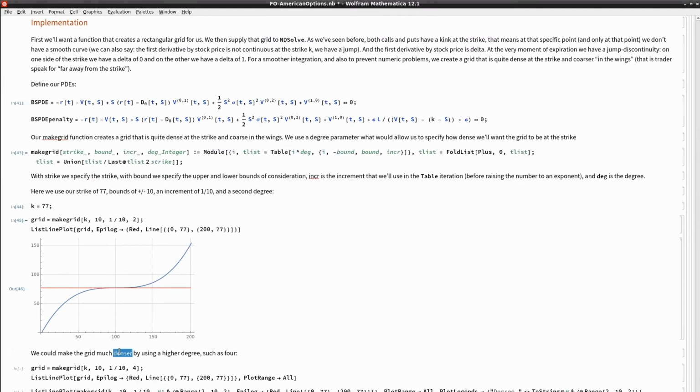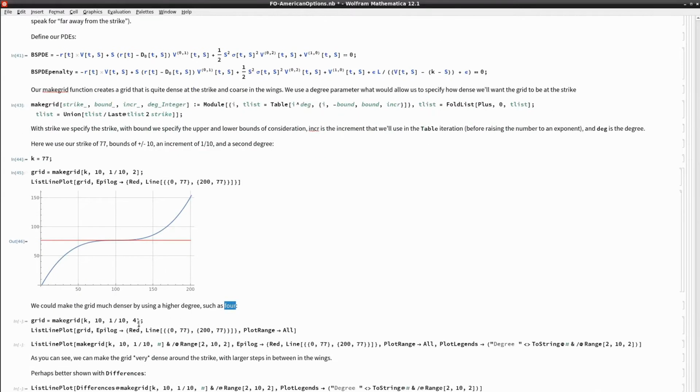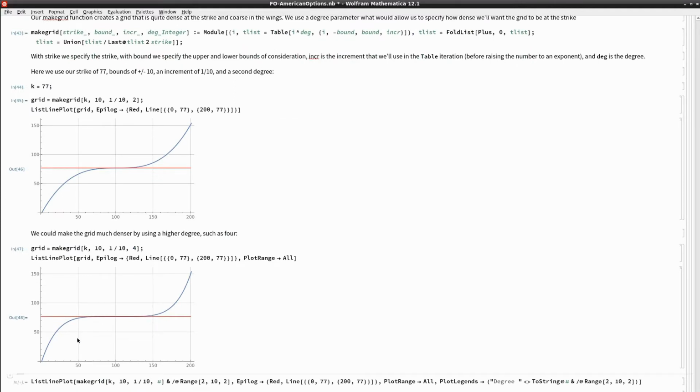We could make it much denser by using a higher degree, for example 4. So I'm changing this parameter here to a 4, and we can see that we have an even larger subinterval, a larger space here where the blue curve is pretty close to the red curve, compared to this section above where the degree was 2. With 2 we're getting this shape, and the closeness of the red curve and the blue curve is much closer over a larger space around the strike 77 when we use a 4th degree.